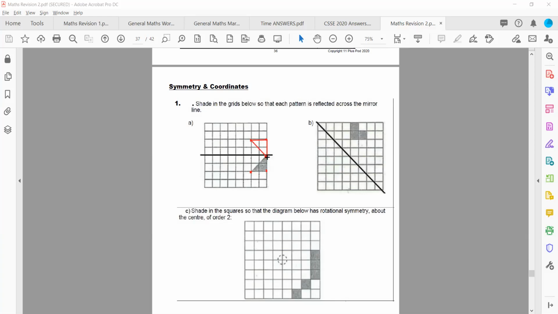Reflecting over a horizontal or a vertical line is quite straightforward. When you do so, try and be as neat as possible. Use a ruler, shade in.